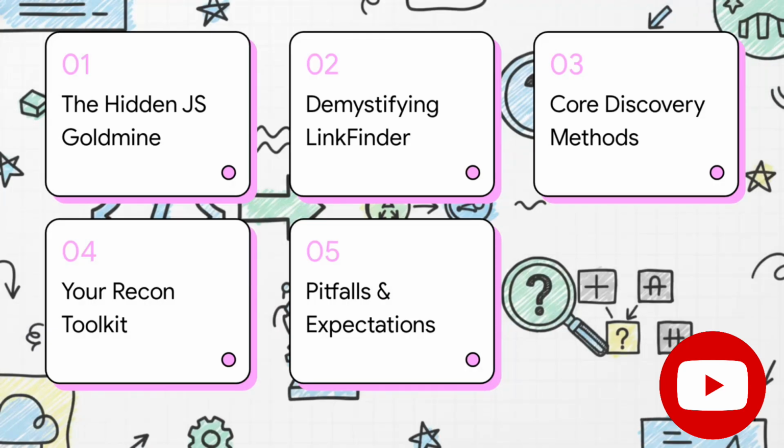To get us there, let's quickly run through our roadmap for this explainer. First, the hidden JavaScript goldmine. Second, we'll demystify the link finder tool. Third, three core discovery methods. Fourth, building your recon toolkit. And finally, fifth, pitfalls and realistic expectations. We're going to take you all the way from understanding the core problem to practically monetizing your discoveries.